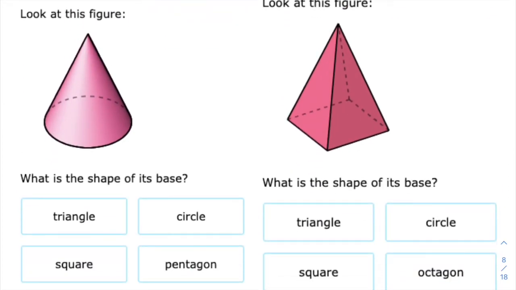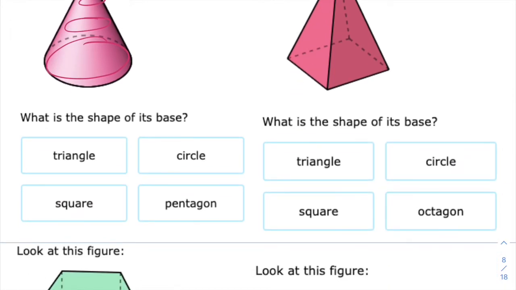Now in a cone, it shrinks over time. So in this case, we have a circle, but it gets smaller over time, but it's still the same figure that's being repeated. So for this one, the base is a circle.